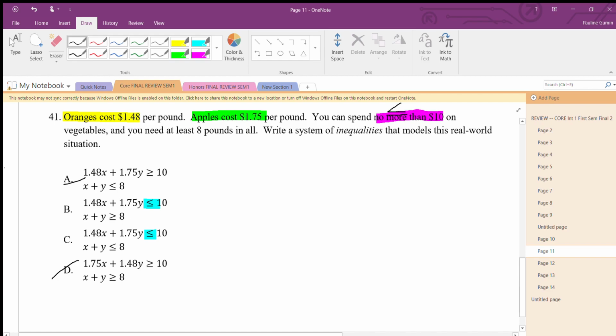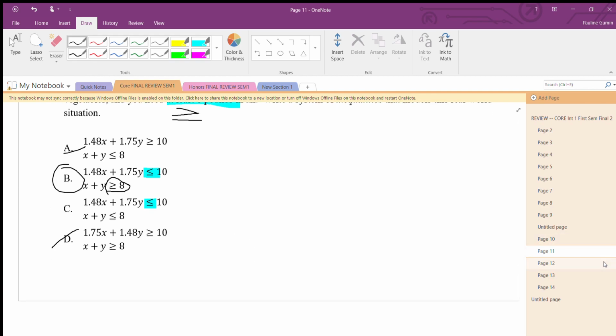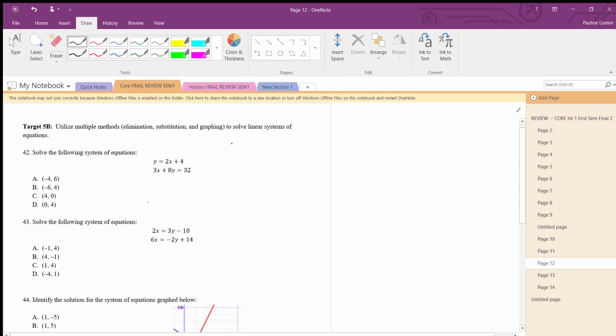Next, I have this piece of information: you need at least 8 pounds. That means I want more than or exactly 8 pounds. That happens in letter B. So letter B is our correct answer. Oh, that's it for page 11. On to page 12. I'm zooming in.